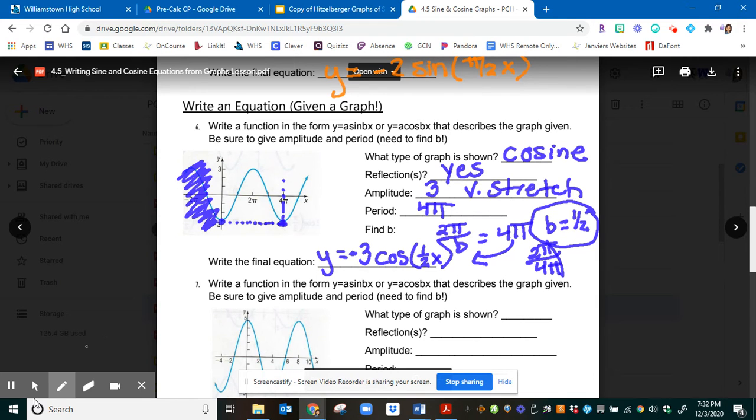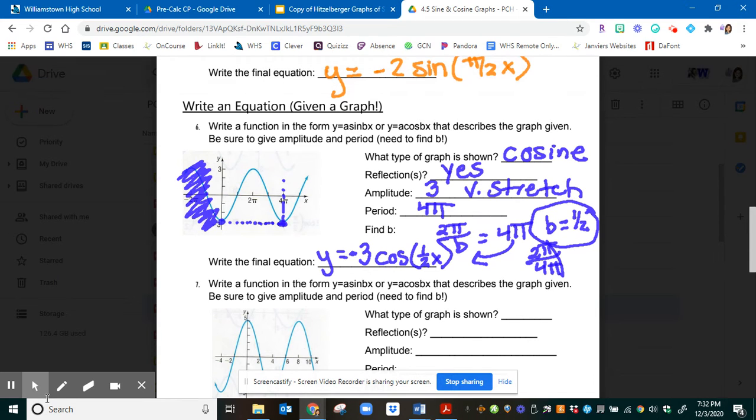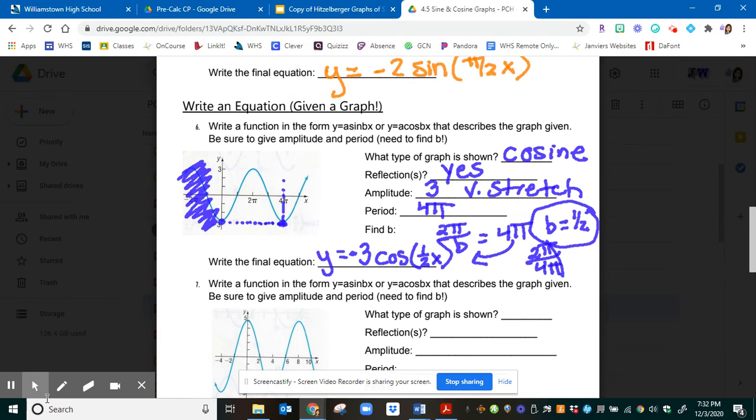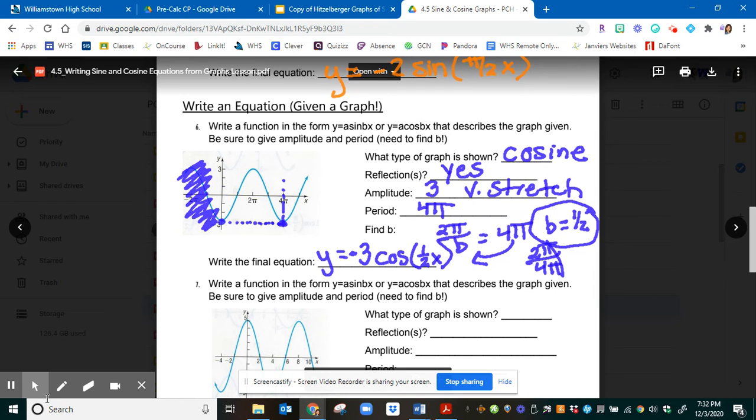Okay, the only other thing that I would ever have you do, possibly as a bonus, is if it had a vertical shift up or down. That would be shown on the outside, like a plus or a minus on the outside of the equation, and that would show you that the entire graph moves up or down.